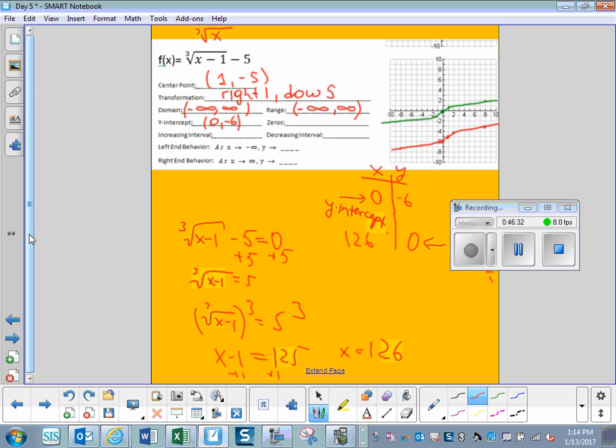Okay. So increase in interval. Where is my function increasing? For which values of x? Negative infinity to infinity. And decrease in interval? None. Everybody good with increasing, decreasing? Left hand behavior. What happens to my y on the left? Negative. Y goes to negative infinity. What happens to my y on the right? Positive infinity. Very good. Questions about this example?